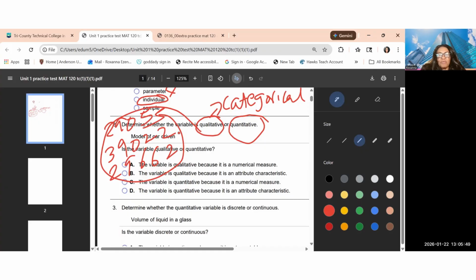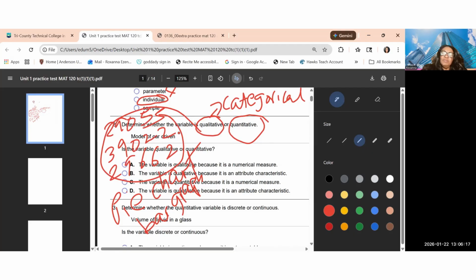There are graphs of qualitative variables. You can draw a pie chart for a qualitative variable. You can draw a bar graph. Bar graphs don't touch. So bar graphs are for qualitative variables. And others are dot plots.